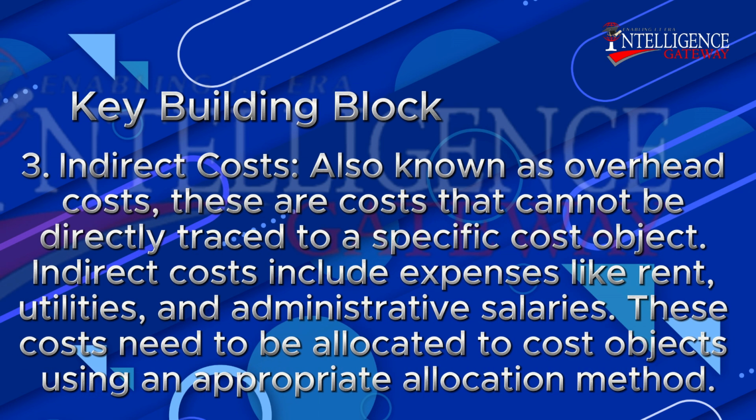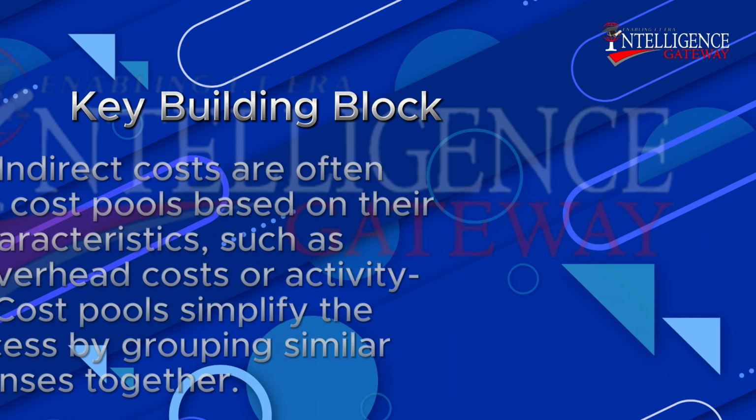3. Indirect costs, also known as overhead costs. These are costs that cannot be directly traced to a specific cost object. Indirect costs include expenses like rent, utilities, and administrative salaries. These costs need to be allocated to cost objects using an appropriate allocation method.